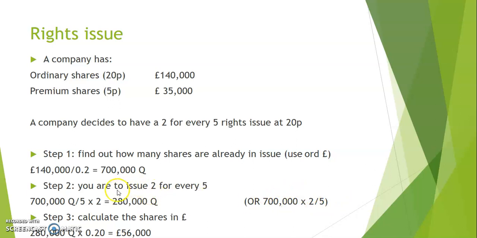So we are issuing 280,000 shares, and we are issuing them at 20p, so the same price as an ordinary share. We're not selling them for anything above, no premium. We're selling them at the base price. So 280,000 times by 0.2 means we are going to get £56,000 in cash. So this is a 2 for every 5 issue.